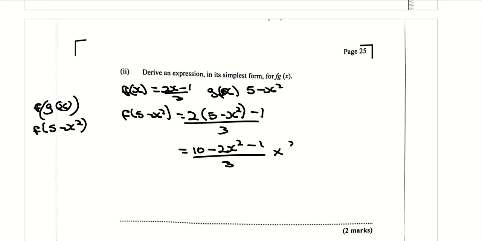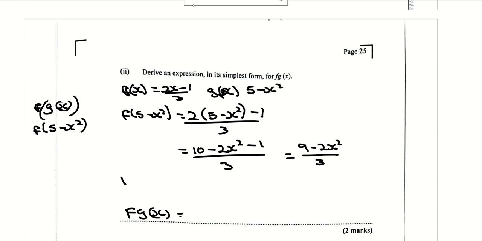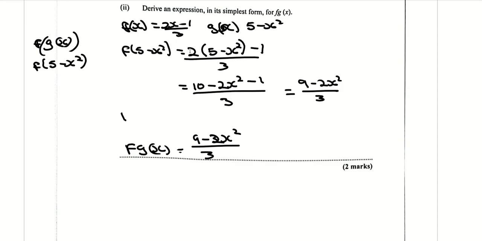You multiply this entire thing by 3 to get rid of 3. Sorry, no. Leave the divide by 3. 10 minus 1 is 9. So 9 minus 2x squared, all over 3. So fg of x is equal to (9 minus 2x squared) all over 3. And that would be the answer.